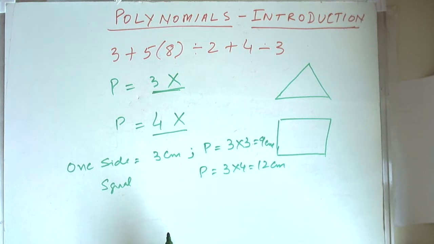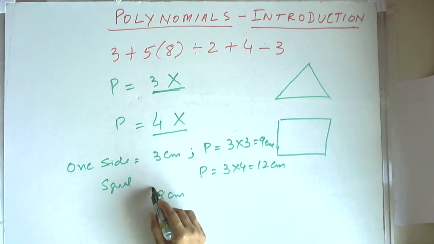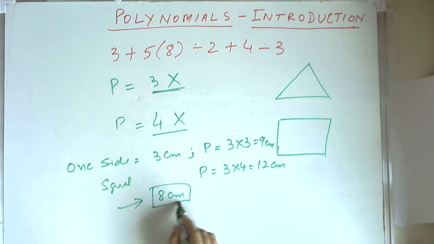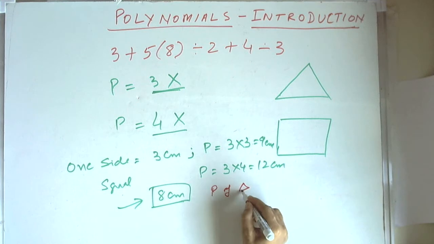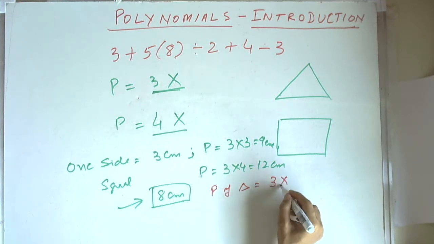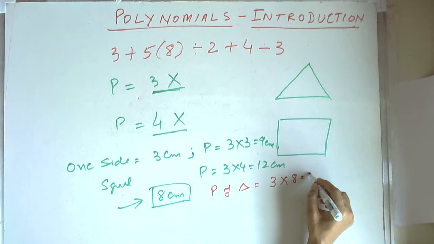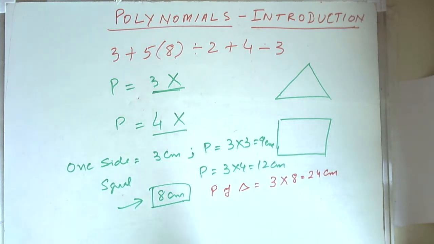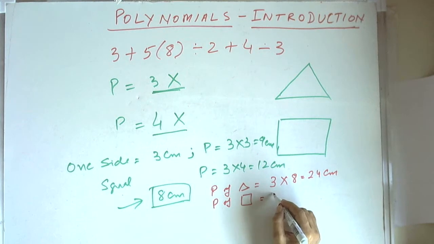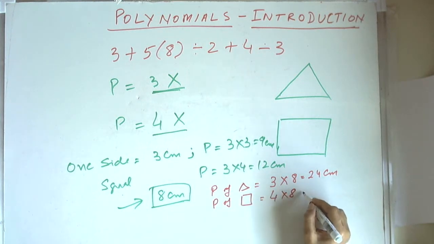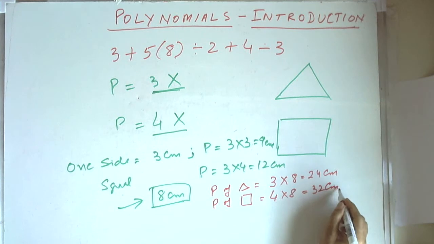And suppose the side of the equilateral triangle is 8 centimeter. If the side is 8 centimeter, then how much will be the perimeter? For the triangle, the perimeter will be 3 into 8, that is 24 centimeter. And how much will be the perimeter of a square? The perimeter of a square will become 4 into 8, which is 32 centimeter.